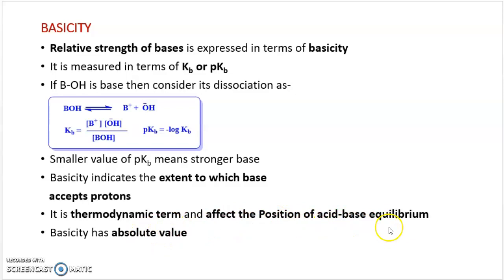and it affects the position of acid base equilibrium, and basicity has an absolute value. We know that by using this equation we can calculate the absolute value of the basicity. So it has an absolute value. So this is about basicity.